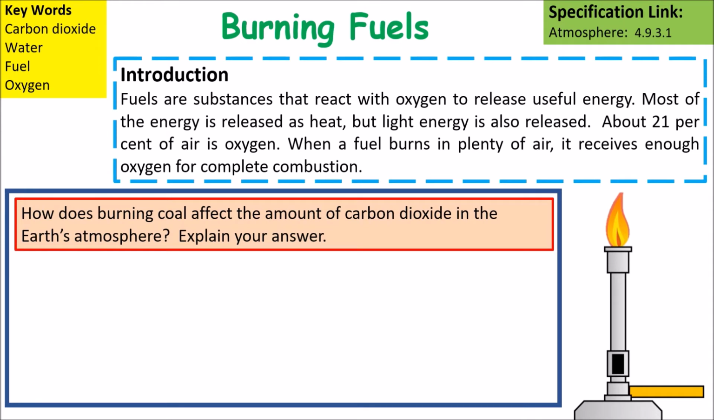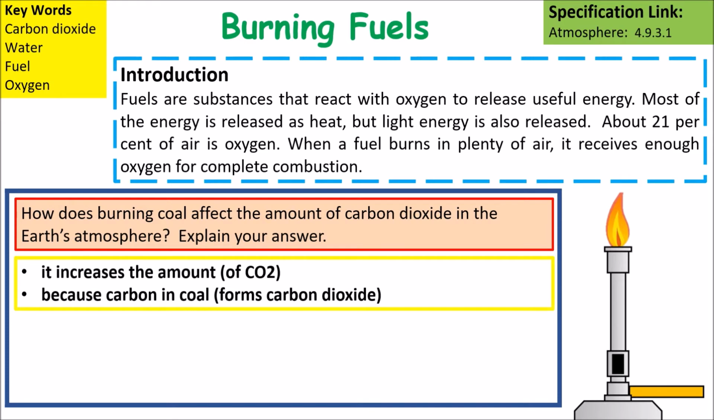So we think about how the burning of coal affects the amount of carbon dioxide in the Earth's atmosphere. Key things to be talking about is that it increases the amount of carbon dioxide, and this is because carbon in coal forms carbon dioxide when it reacts with oxygen.